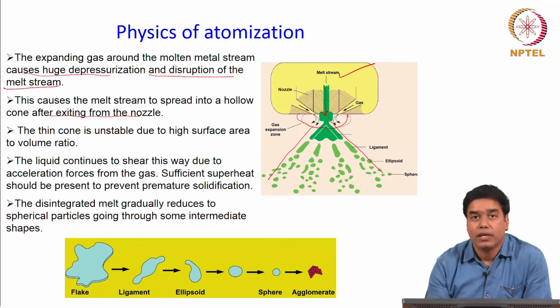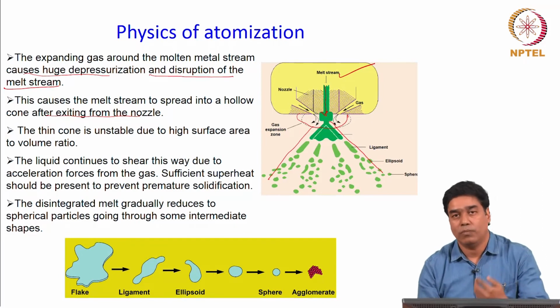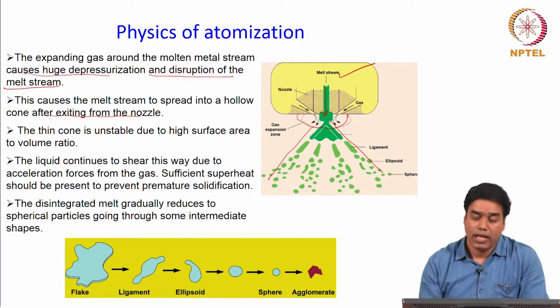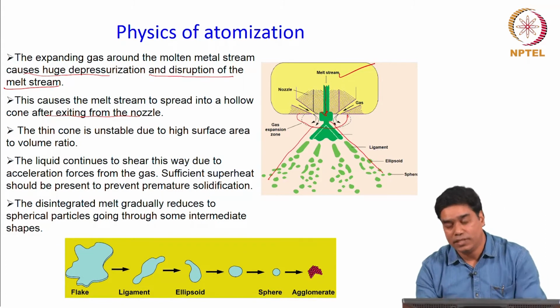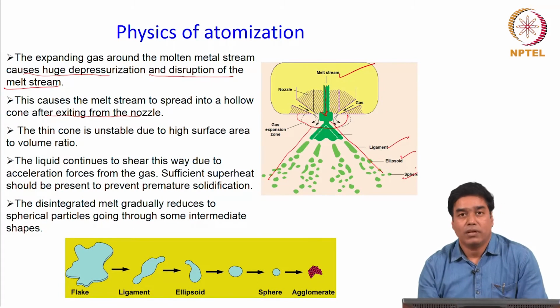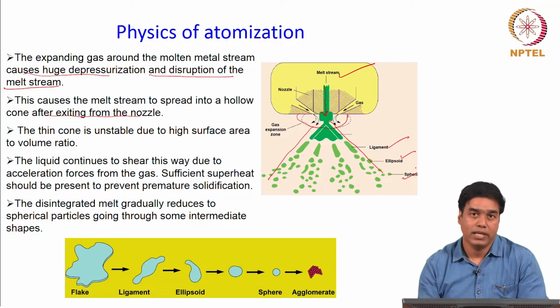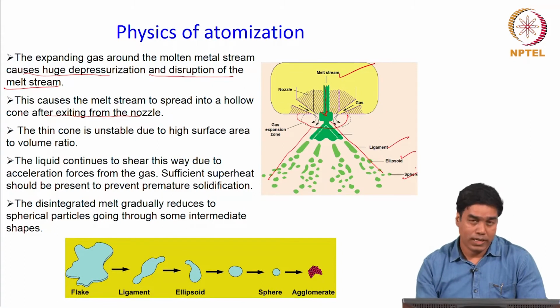Okay. So, this is how the instabilities are first created in this molten stream of metal, and then you can see it goes through certain intermediate shapes like ligaments, ellipsoids, and finally, those are all converted into spheres which solidify, and the powder that you obtain at the end of the process is these spherical particles.